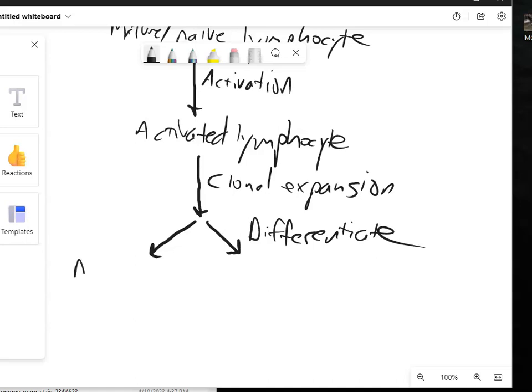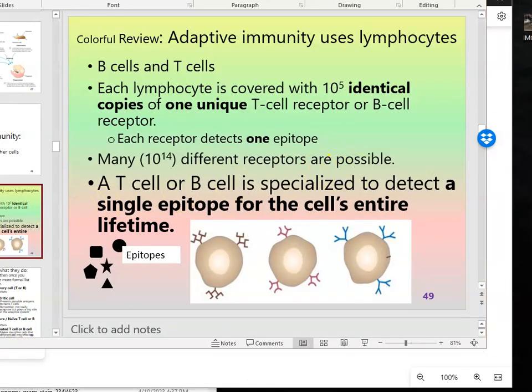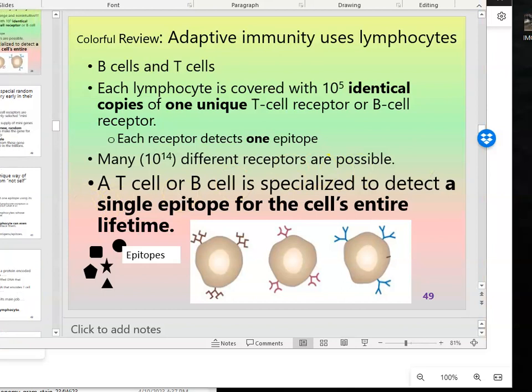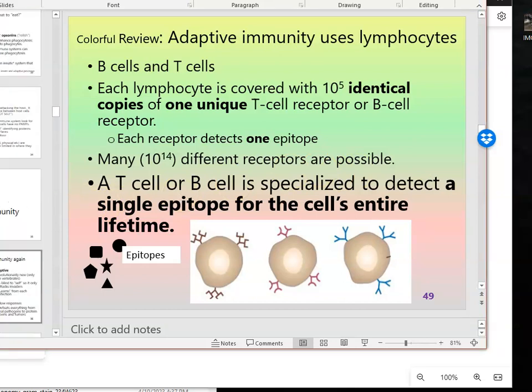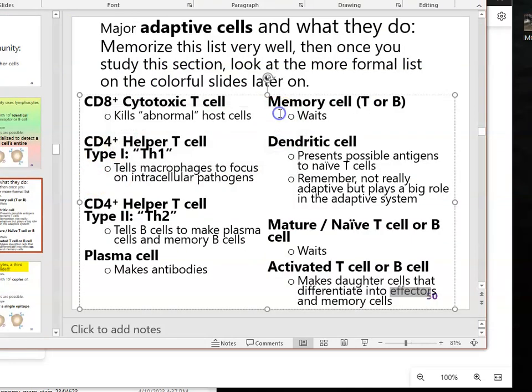Some of them will be memory cells, and they will wait for the next chance to fight off the same pathogen, maybe a year later or 5 years later. And some will be effector cells. Most will be effector cells. Effector cells are the cells that do the jobs of the adaptive immune system. Somewhere in the slides there's a list of the effector cells. Yeah, here we go.